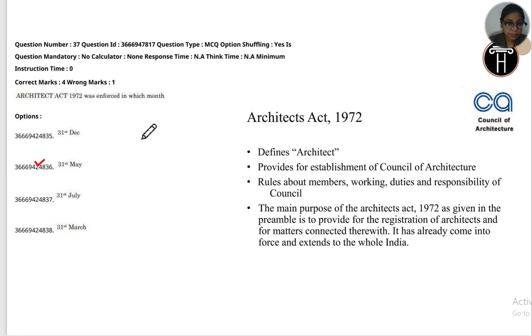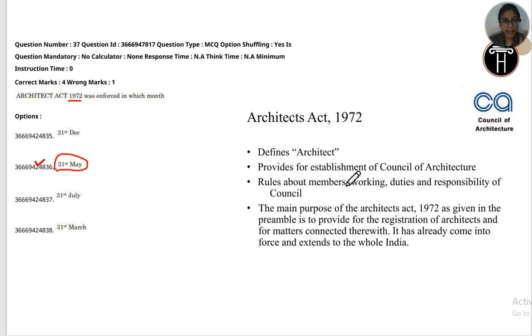The next question is asking about the Architects Act, which was launched in the year 1972, and which month it was enforced in. The question is asking about the month. It came into force on the 31st of May in the year 1972.